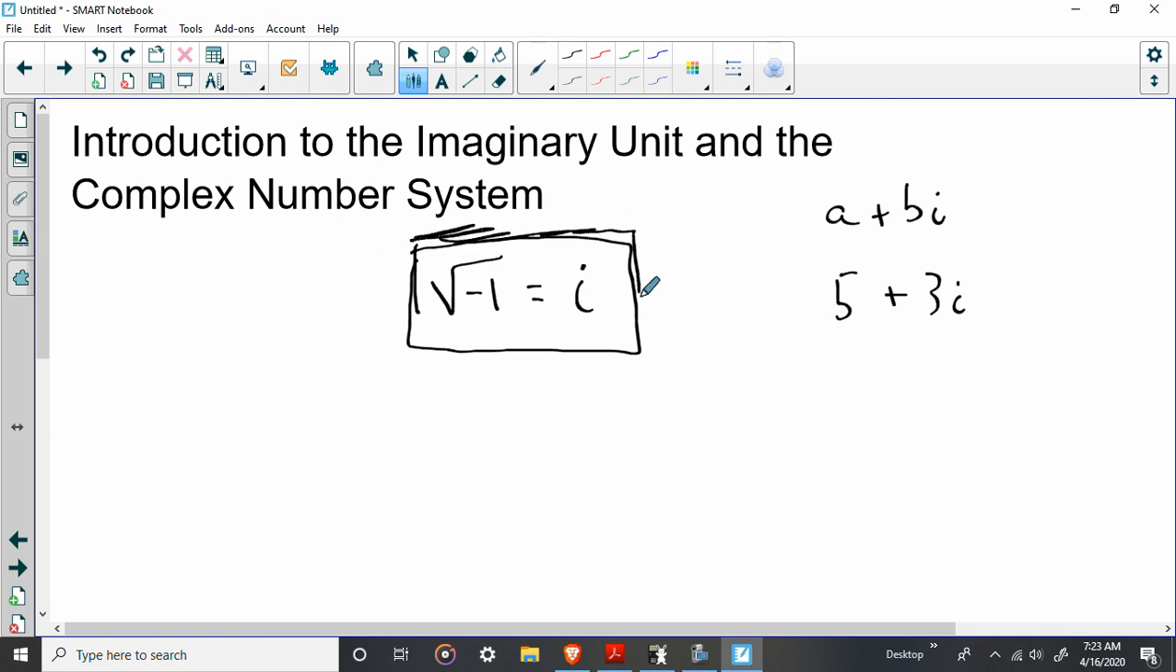So again, no new work today, just the idea that the square root of -1 is i. Why? Because it will allow us to answer questions that we could not answer before.